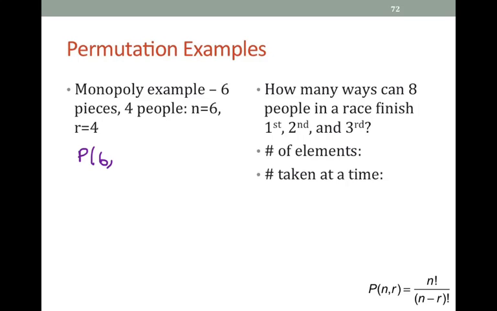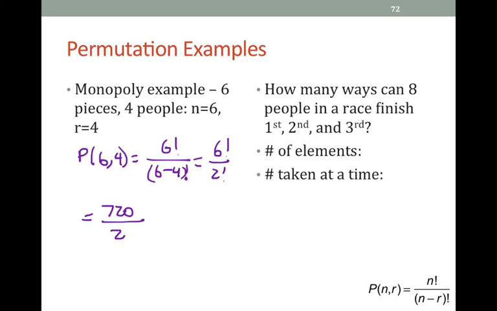So using our permutations, we have 6 taken 4 at a time, which is going to be 6 factorial over 6 minus 4 factorial. And when you multiply that out, you should get 720 divided by 2, which is 360. Okay, so 360 total combinations.